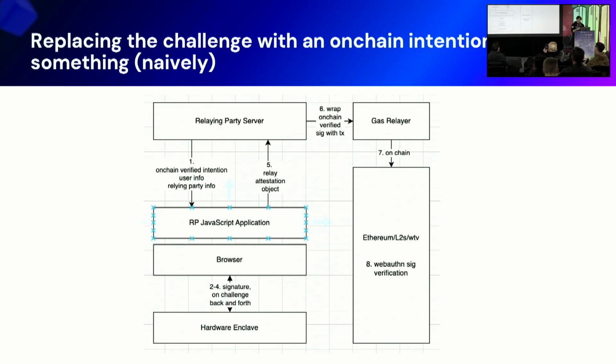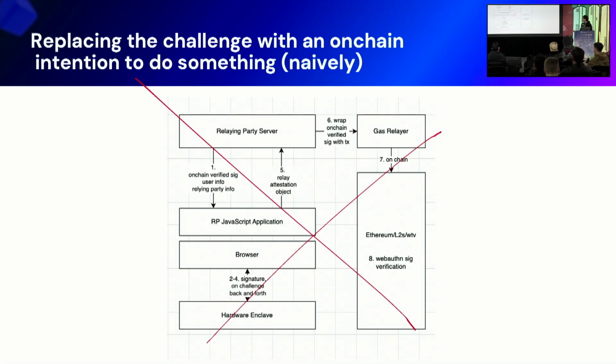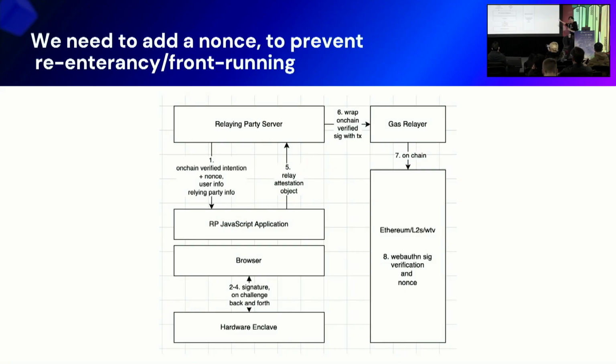So that's the naive implementation. This doesn't work, indicated by the red X, as you can see. So we need to secure against front-running or re-entrancy attacks. And how we do that is very simple.